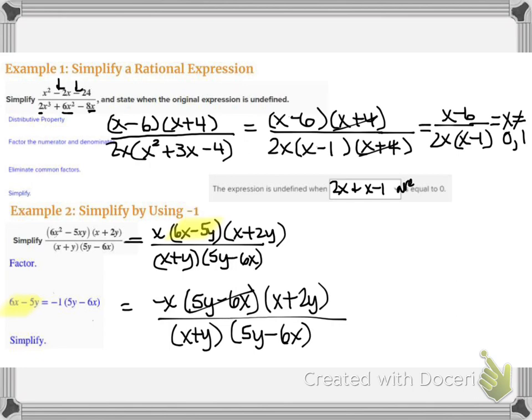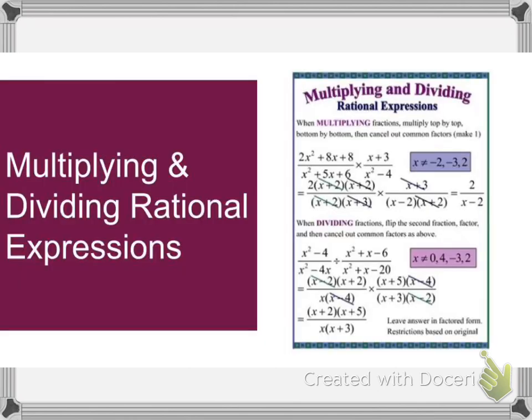Now I see I have some like terms, and I rewrite my answer. In this problem, we do not need to find what's undefined, and the reason is because we have two variables, x and y. So we're not able to identify a term that would make this undefined. We don't have enough information. So that's your final answer.